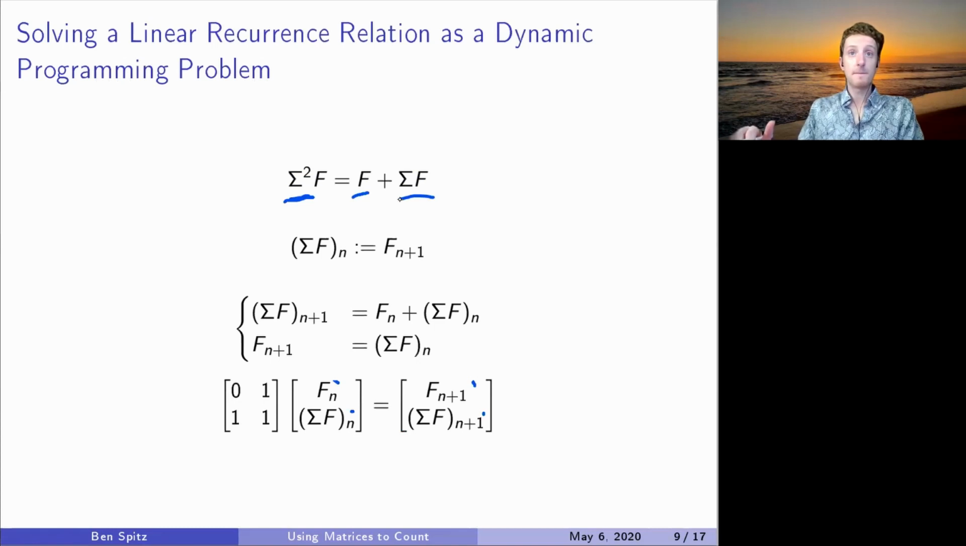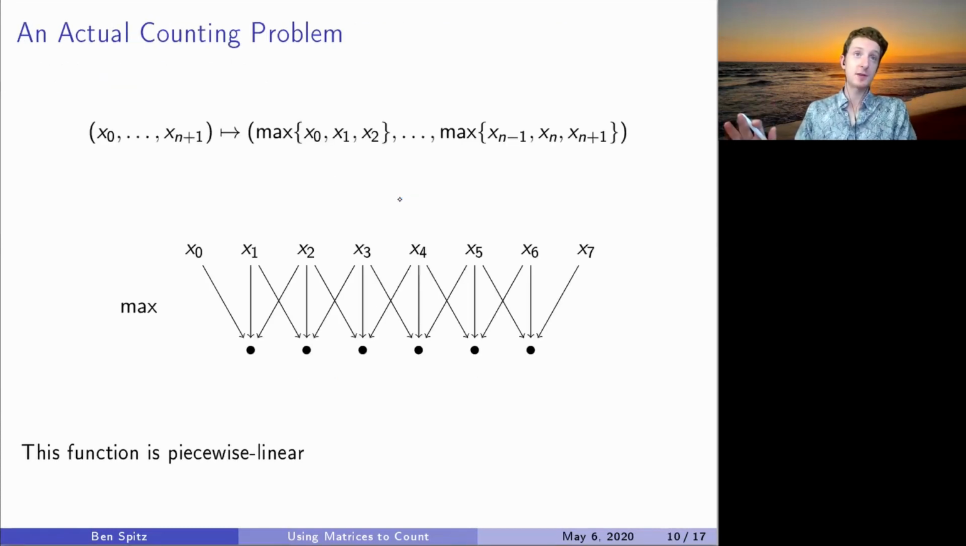Okay, so now let's do an actual interesting counting problem. No longer will we have a nice recurrence relation, and it's going to be some other complicated mess that we're going to solve with dynamic programming. So what is the counting problem here? I haven't described it at all, nor have I explained what's on this slide.